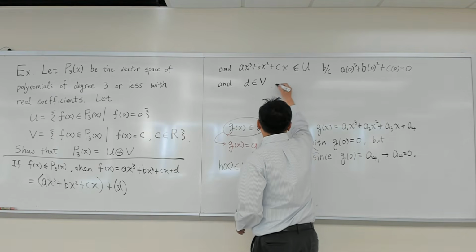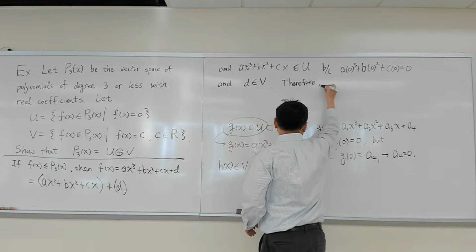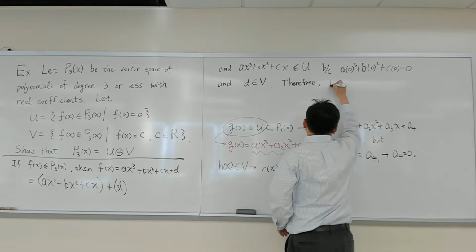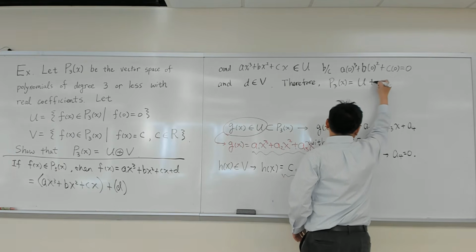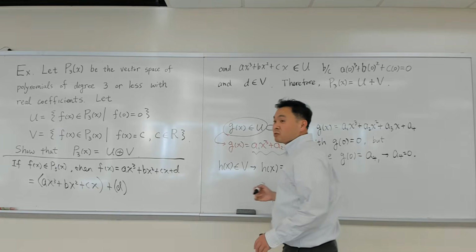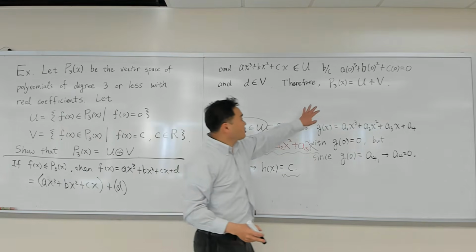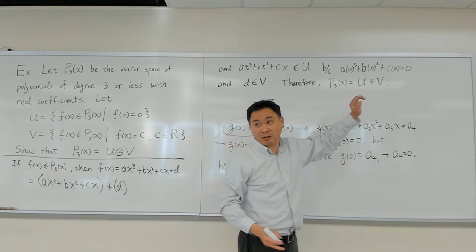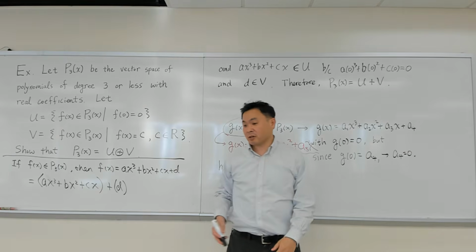Therefore, P3 of x is equal to U plus V. In other words, anything that you can find in P3 of x, you can represent as a sum of an element in U and an element in V.